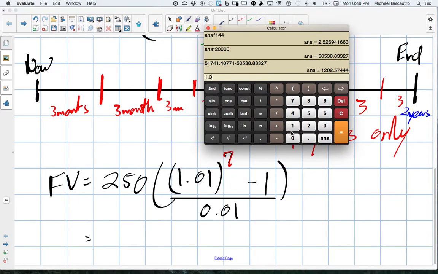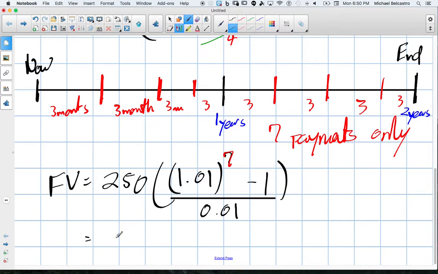So 1.01 to the power of 7, subtract 1, but take that and subtract 1. There we go. And then we take this value and we're going to divide it by 0.01, much larger now. And then we take that value and multiply by 250. And here we go. At the end of the 2 years, we have $1,803.38.